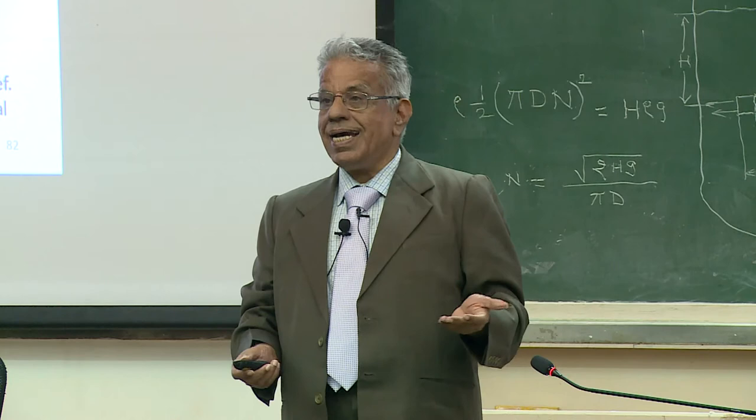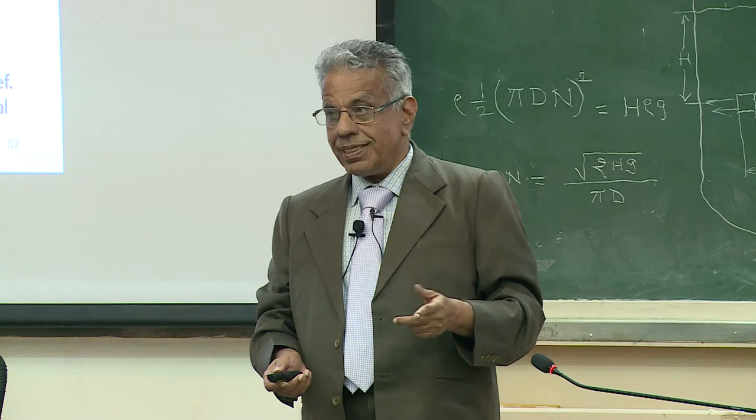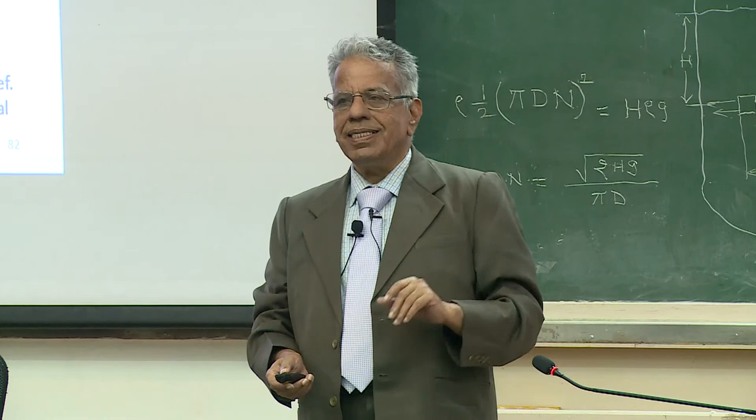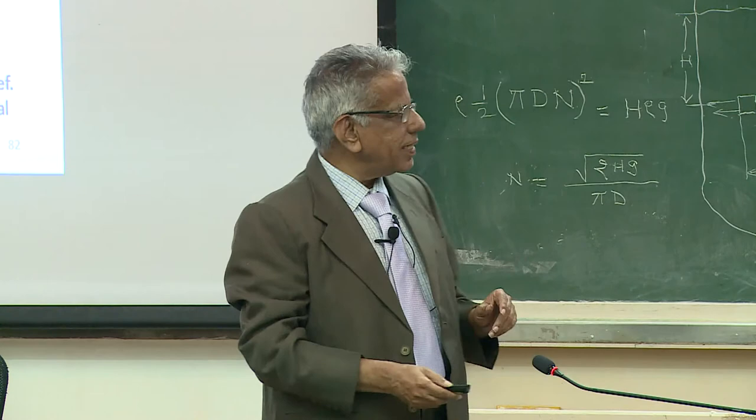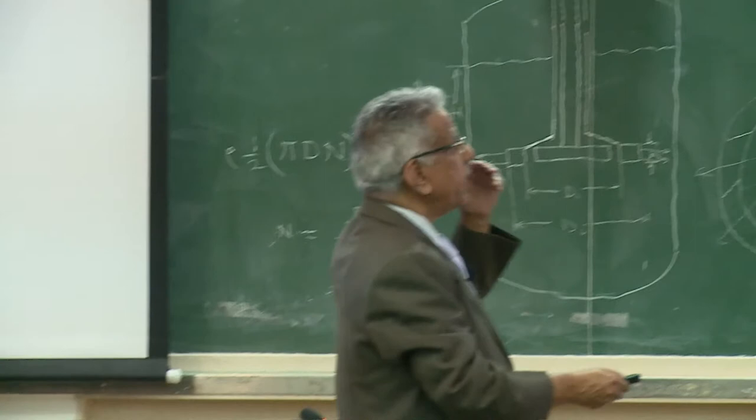There is nothing like h rho g. If at all it is h rho g, rho is of gas, and therefore pressure drop is very low. Practically no energy is supplied through gas. All the energy is supplied through liquid in the form of potential energy. So this is a packed column. Then falling film evaporators.